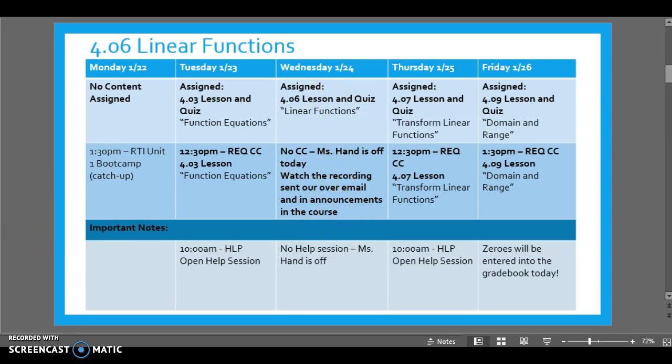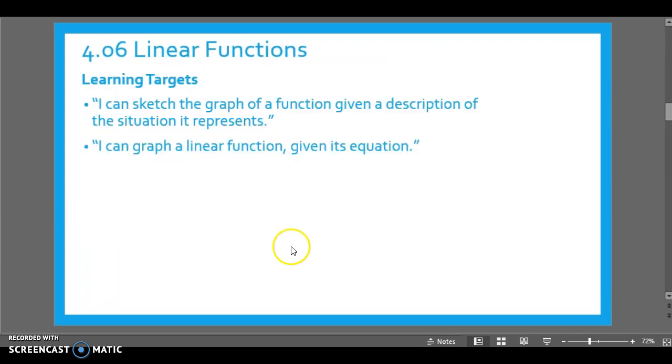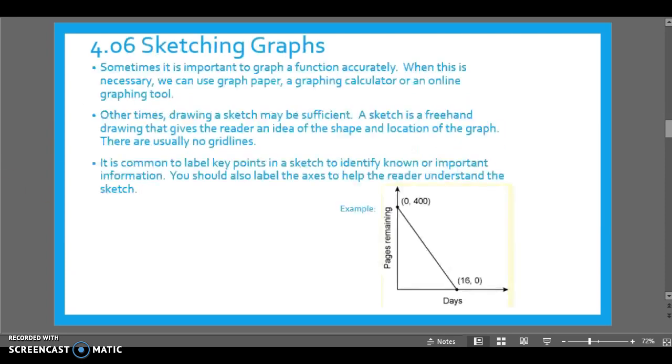So let's go ahead and look at our learning targets for this lesson. I can sketch the graph of a function given a description of the situation it represents, and I can graph a linear function given its equation. So those are the learning targets we're talking about today.